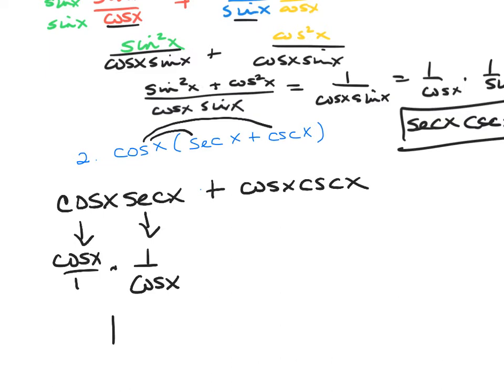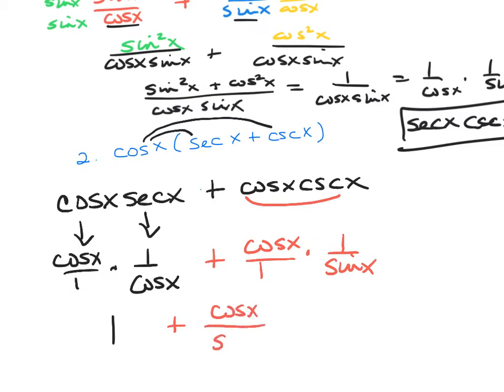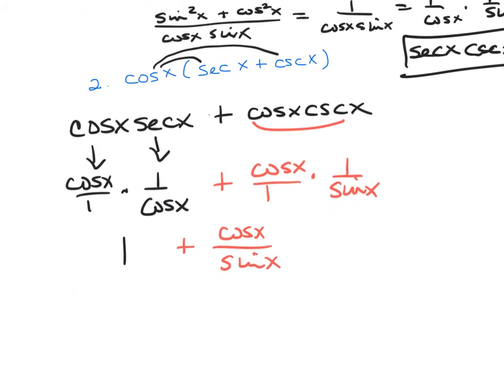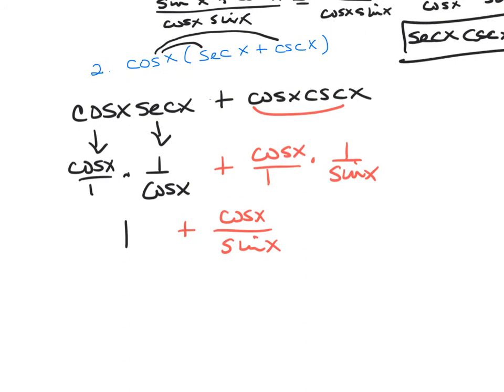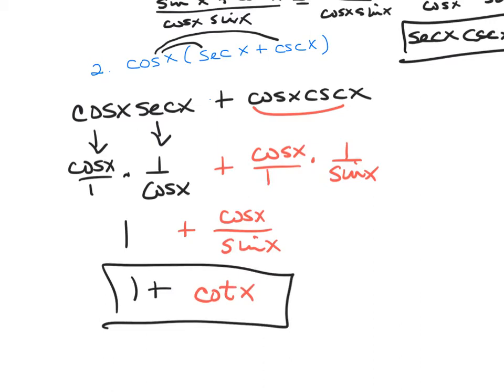And I can do the same thing here. Cosine x times 1 over sine x. And this becomes cosine x over sine x. I don't want to leave anything as a fraction, and this is equivalent to cotangent. At first glance, you may think, oh, this is an identity, but there's no square. I can't simplify this down anymore, so I would stop here.